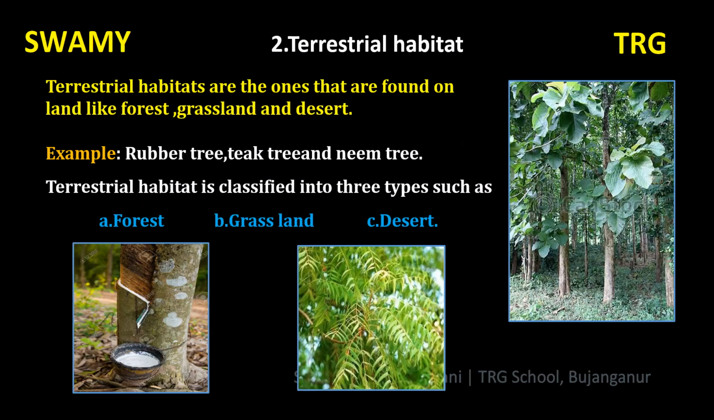We have seen aquatic habitats. Now we are going to see about terrestrial habitat. Terrestrial habitats in Tamil, நிலவாழிடம். Terrestrial habitats are the ones that are found on land, like forest, grassland and desert.